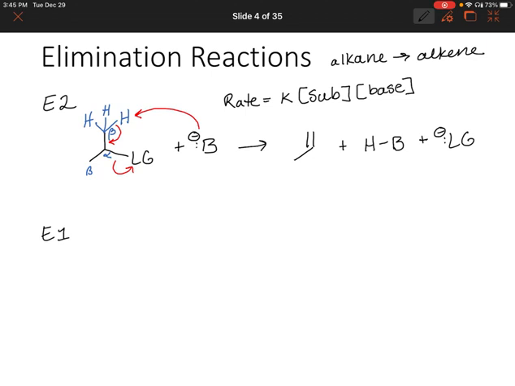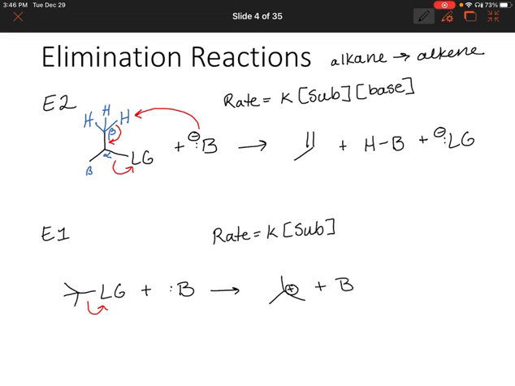But for E1, we have a first order reaction. So the rate really only depends on the concentration of the substrate. So let's say we have our substrate with a leaving group, and it should also be a good leaving group there. And then we have a weak base, or a stable base. So similar to SN1, in the first step, the leaving group will leave all on its own. So we'll end up with a carbocation and our base.